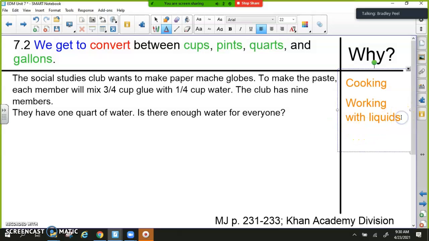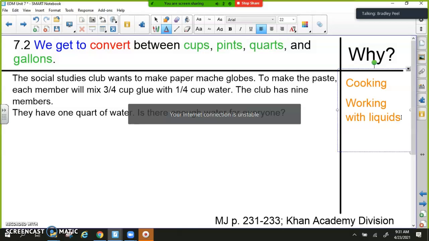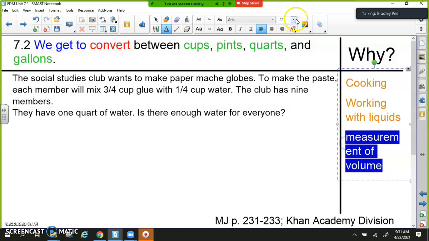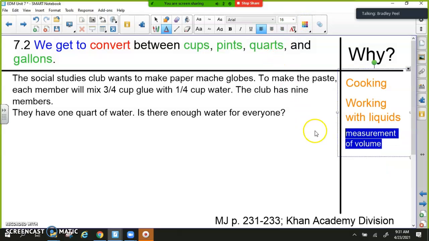So working with liquids, cups, pints, quarts, and gallons, as I told you, is a measurement of volume, we call it. There's one other place where you'll see volume, and most definitely they're connected. You guys know area is length times width, right? They call that a two-dimensional figure. Two dimensions, the dimensions are length and width.